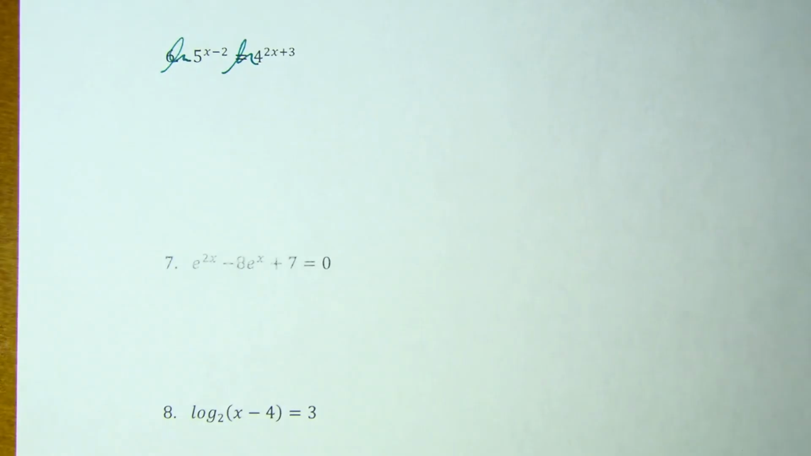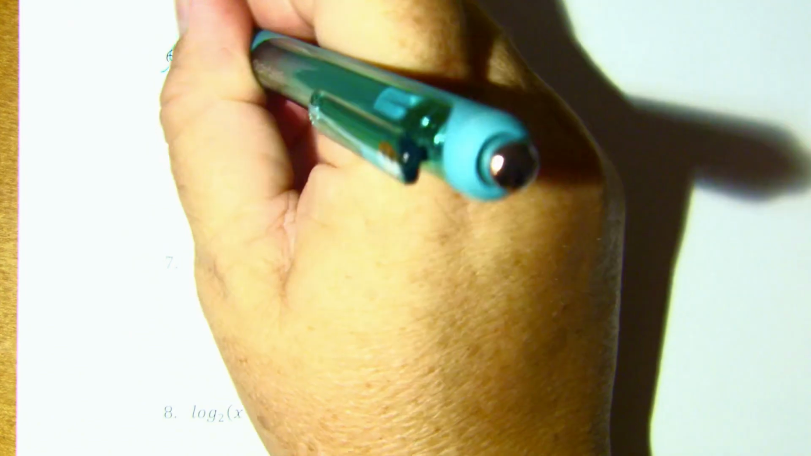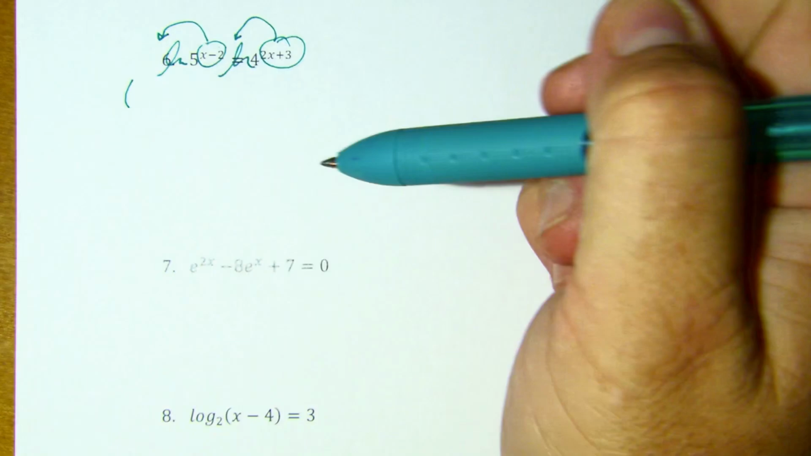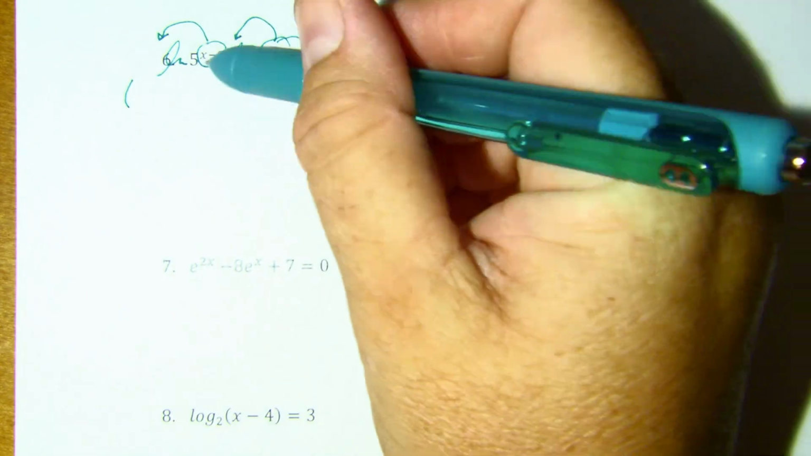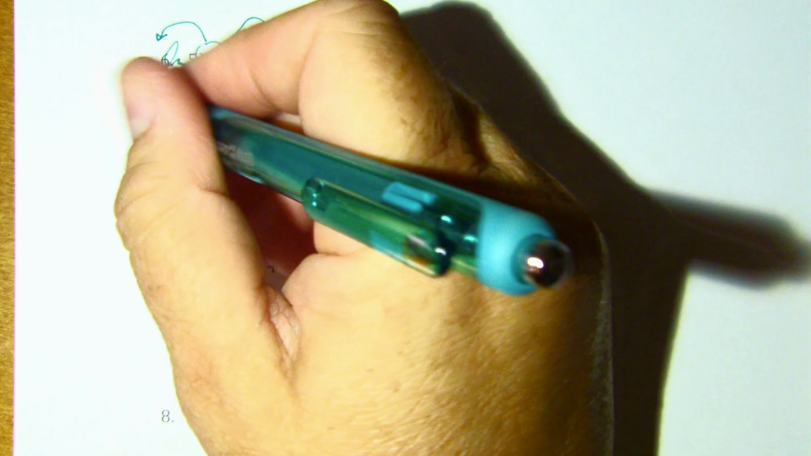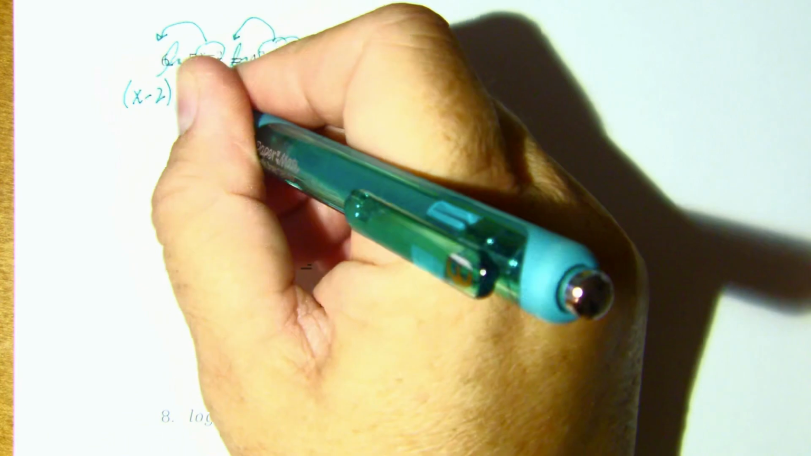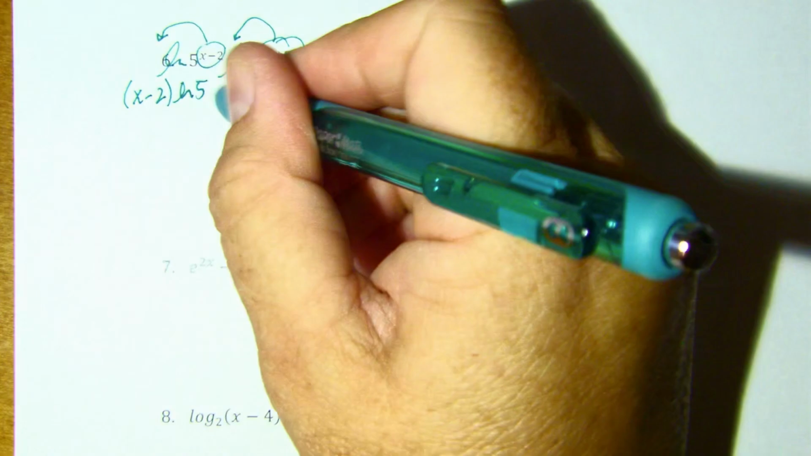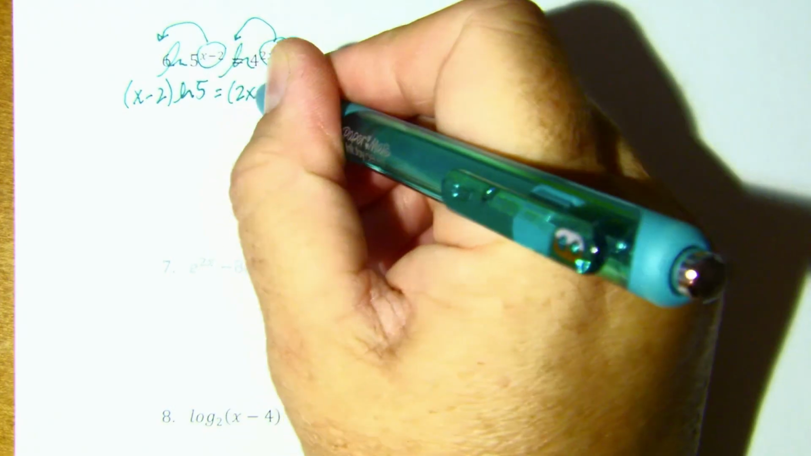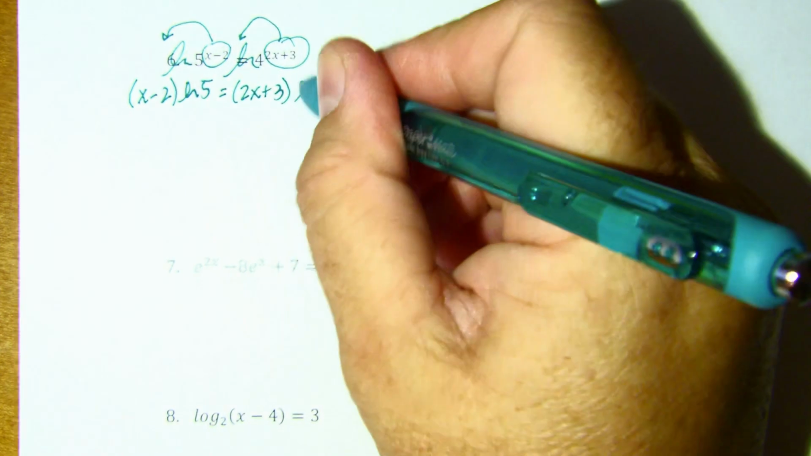So I'm going to go ahead and take the natural log of both sides. And in this case, you could either use log or natural log. It doesn't matter. And I'm going to bring my exponents out front. And what we need to be careful of here is we have two terms in the exponent. It's not just x or 2x or something like that. It's x minus 2. So we have x minus 2 times the natural log of 5 equals 2x plus 3 times the natural log of 4.